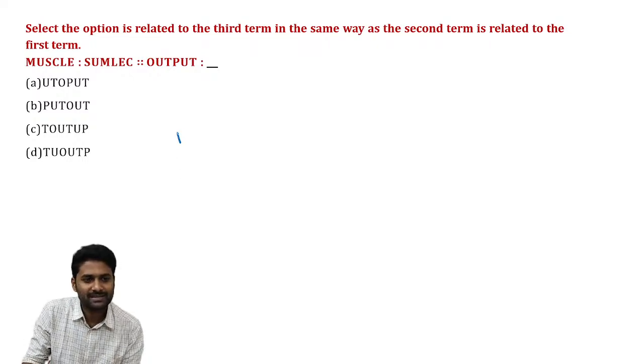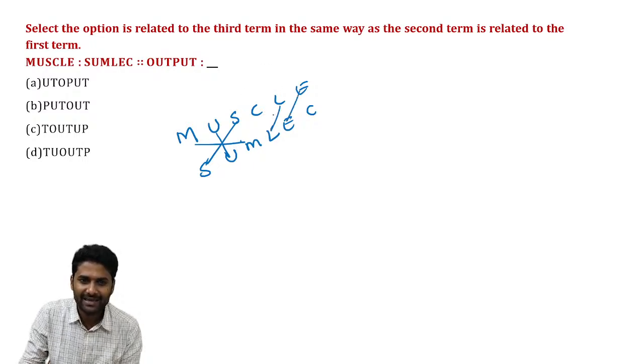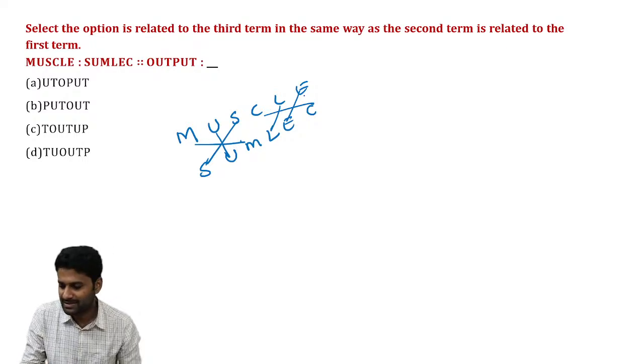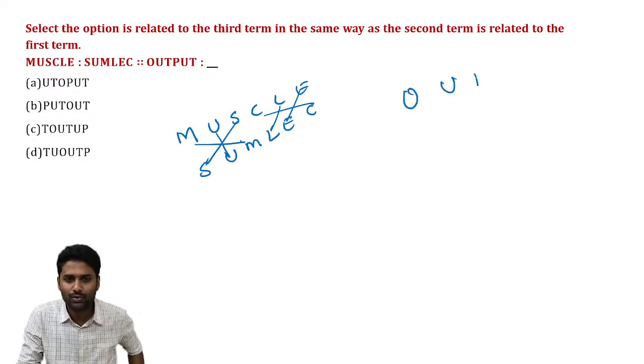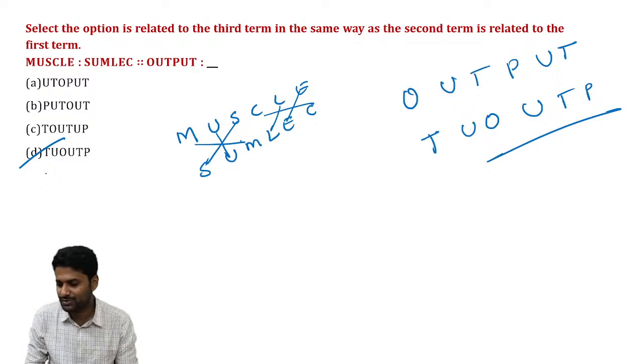Now see here, MUSCLE. Guys, I told you many times, if letters are repeated, then the order must be jumbled. Let's go for S-U-M, next L-E-C. You can check this order. So if you go through that output, O-U-T-P-U-T, here it starts from T, then U, then O: T-U-O, U is the second letter, then T and P. So D is the suitable answer.